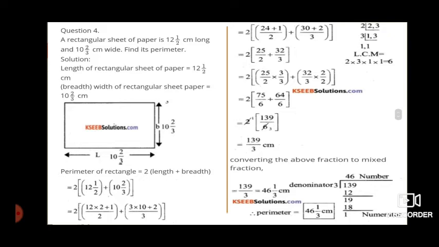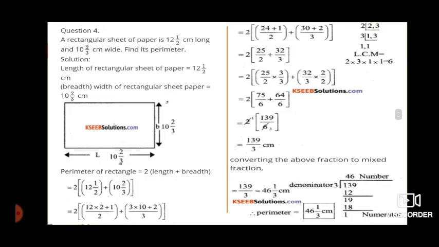First one, they have given that the length is 12 1 by 2 and the breadth is 10 2 by 3. So perimeter of a rectangle, as we know already, 2 into (length plus breadth). So 2 into (12 1 by 2 centimeters plus 10 2 by 3 centimeters). Here if you observe, they are mixed fractions. So first we have to convert them into improper fractions.